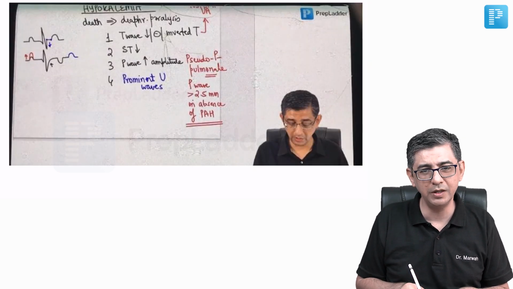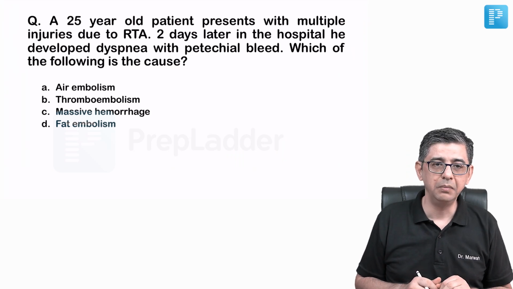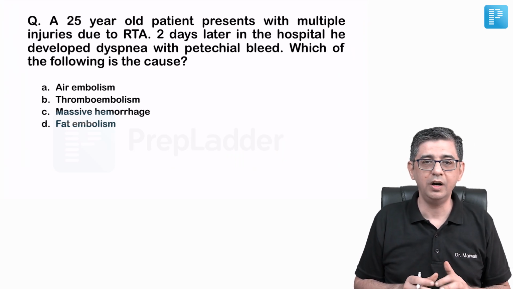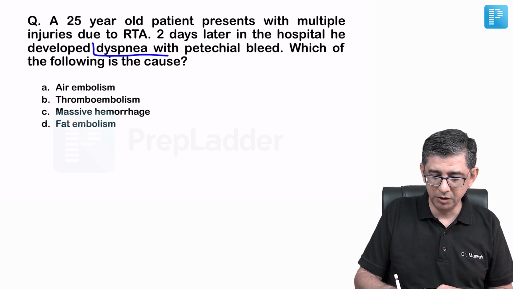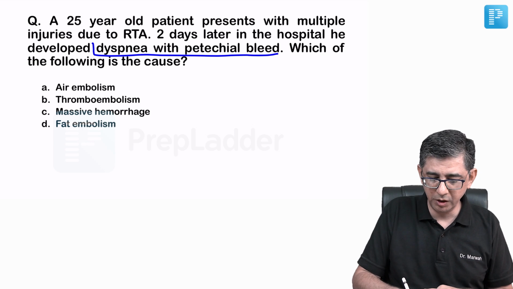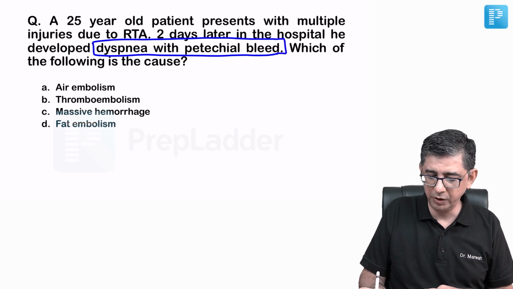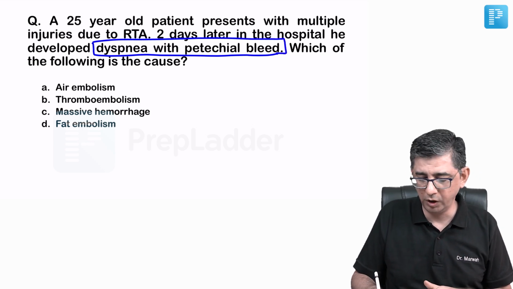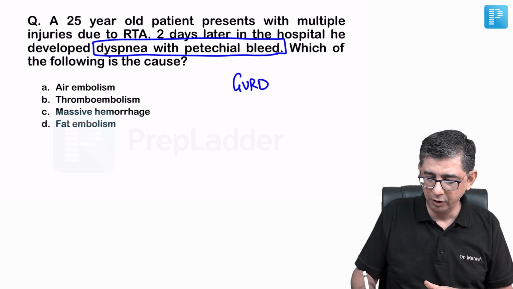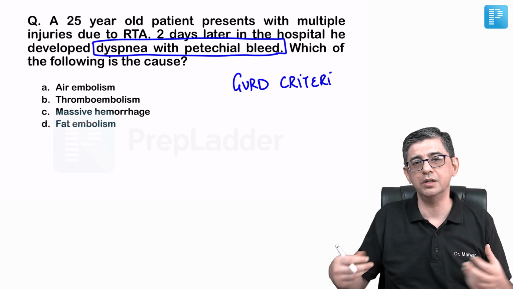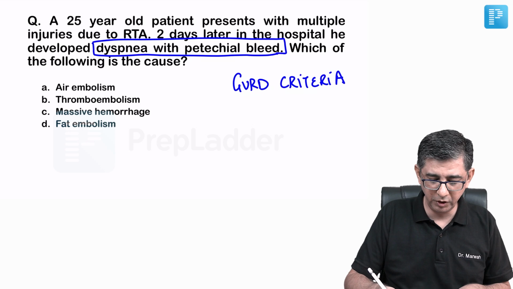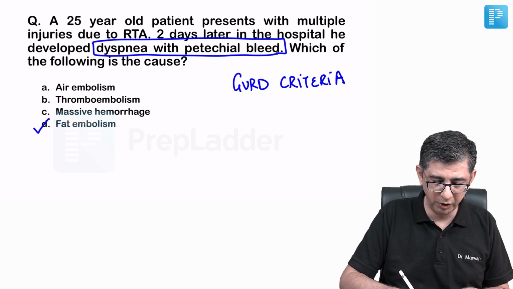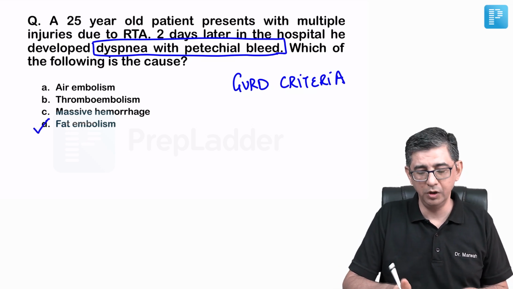I've described the routine changes. A 25-year-old chap had multiple injuries due to a road traffic accident and later had breathlessness with fatigue. Initially I thought he might be talking about pulmonary embolism, but the moment I read that there is going to be a petechial bleed present, then you are going to use the Gurd's criteria. We have major ones and minor ones, and considering that petechiae would be developing initially in the axilla and chest wall of this patient, we narrow down the diagnosis to fat embolism.